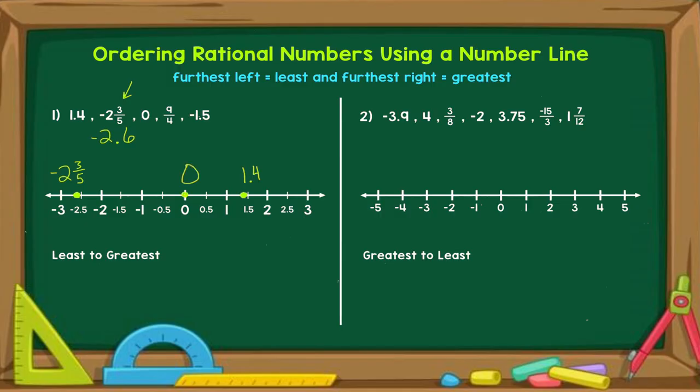After 0, we have 9/4, which is an improper fraction. Let's convert it to a mixed number by dividing the numerator, 9, by the denominator, 4. So how many whole groups of 4 in 9? And let's do this to the side here. So how many whole groups of 4 in 9? Well, 2. That's our whole number of the mixed number.